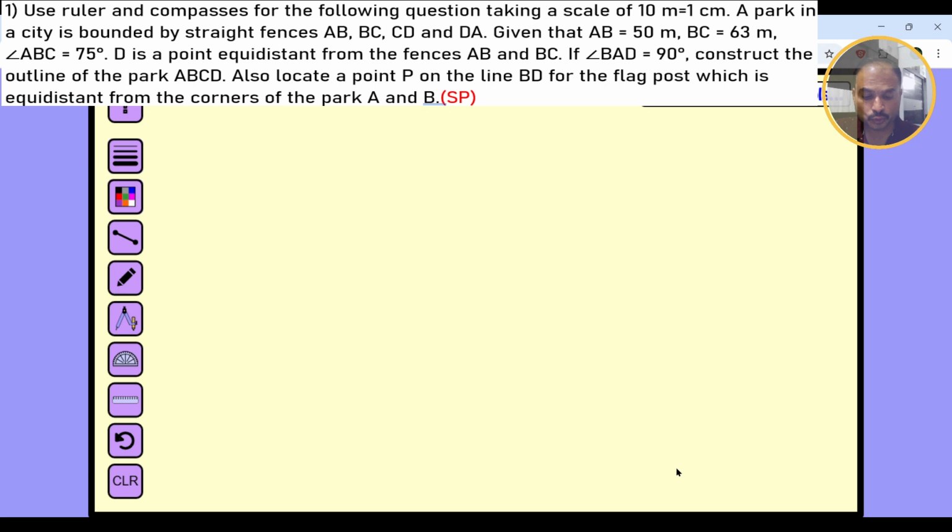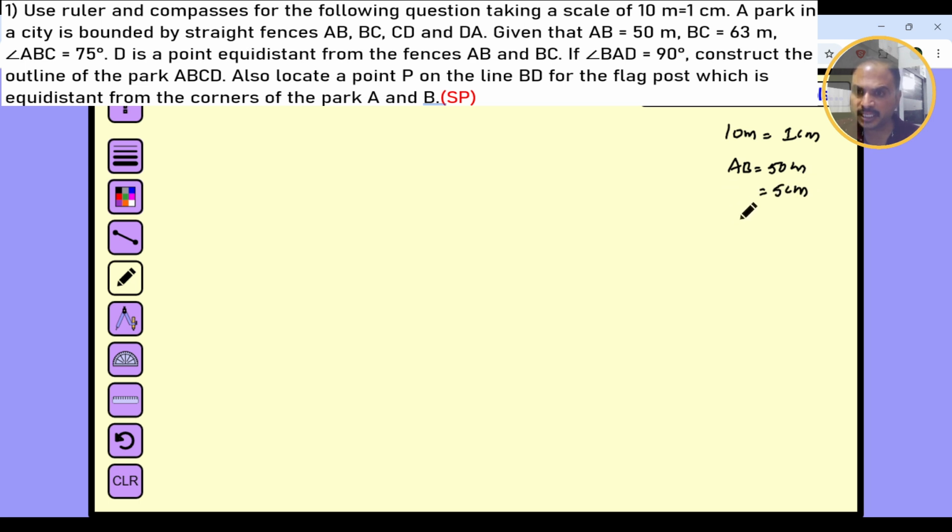The question says use ruler and compass only for the following question, taking scale 10 meter is equal to 1 centimeter. Okay, so here the scale is given to you as 10 meter is equal to 1 centimeter. Clear. A park is in a city which is bounded by straight fences AB, BC, CD and DA. Given that AB is 50 meter, that is nothing but 5 centimeter.